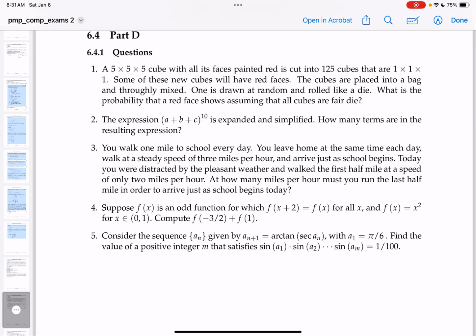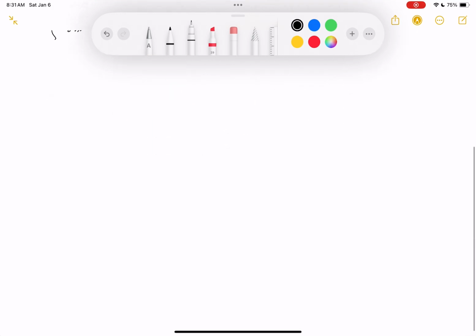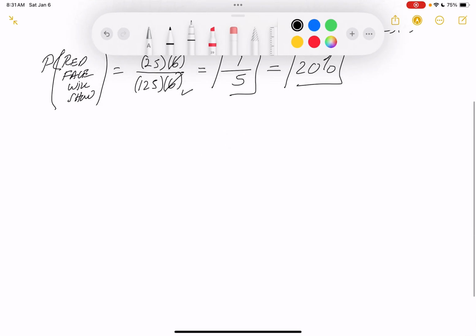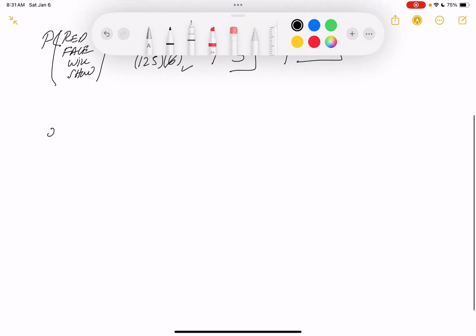Okay, for number two, this is a multinomial expansion, by the way. It's not binomial, it's multinomial. They want to know if the expression is expanded and simplified, how many terms there are in the resulting expression. I'm going to do the whiteboard and talk through it and put number two down. And number two is a multinomial expansion, and that's going to be A plus B plus C, raised to the 10th power.